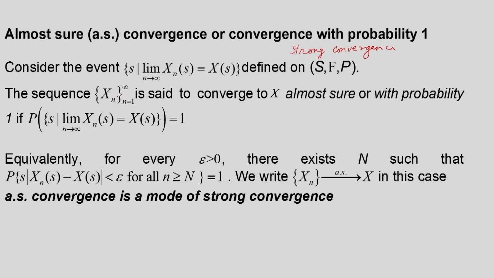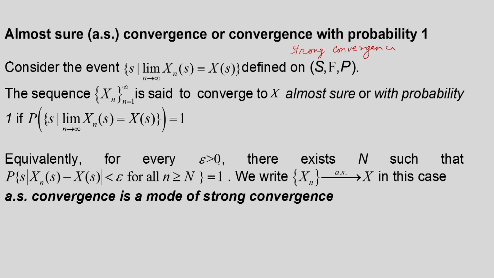Since this is an event defined on the sample space, we can find the probability of this event. This sequence xn is said to converge to x almost sure, or with probability 1, if the probability of the event {s such that limit of xn(s) equals x(s)} is equal to 1. So, that is the definition of almost sure convergence. That means those sample points where there is convergence, the corresponding event should have probability 1.